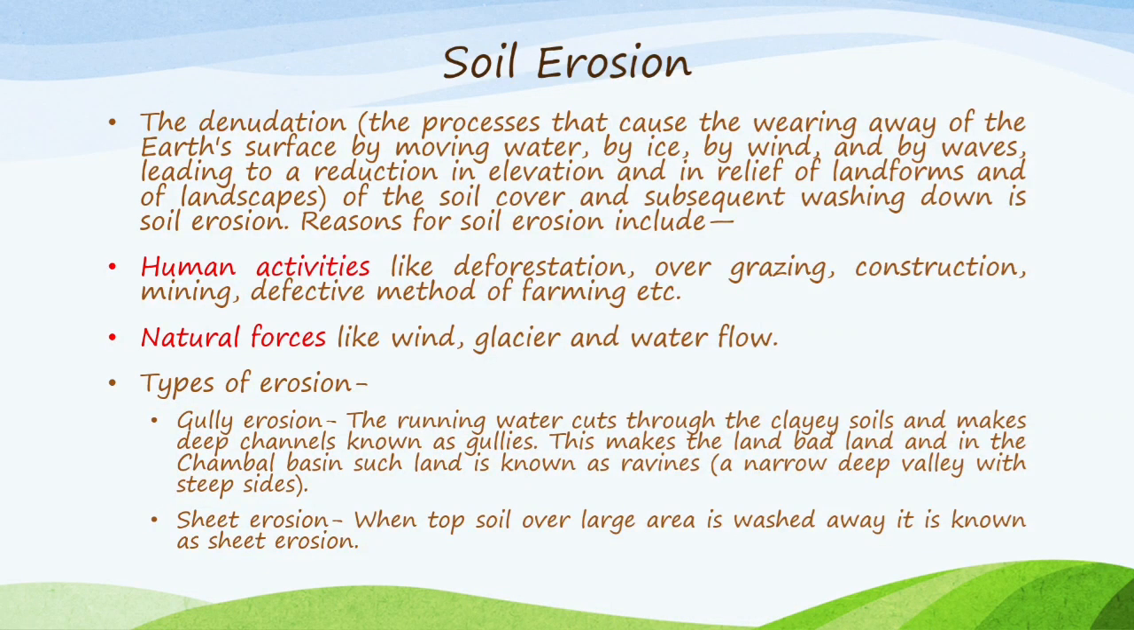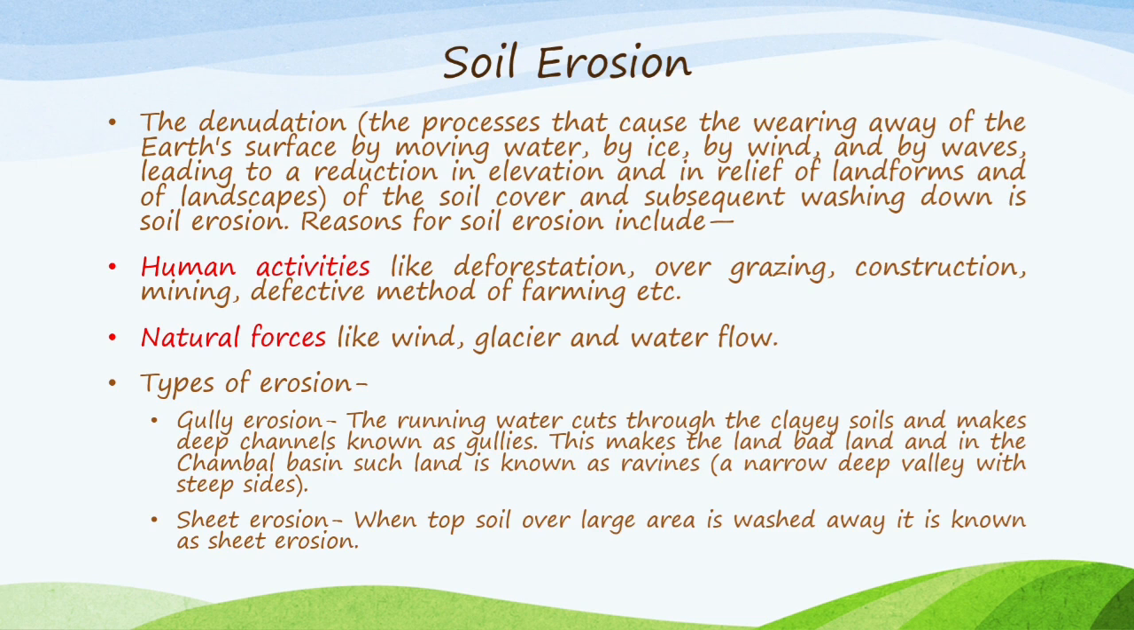Next is your soil erosion. In easy language, it is the removal of topsoil, but there are some factors or activities which add to soil erosion. Human activities like deforestation, overgrazing, construction, mining, defective methods of farming, etc. Natural forces include wind, glacier, and water flow. Types of erosion: gully erosion and sheet erosion.